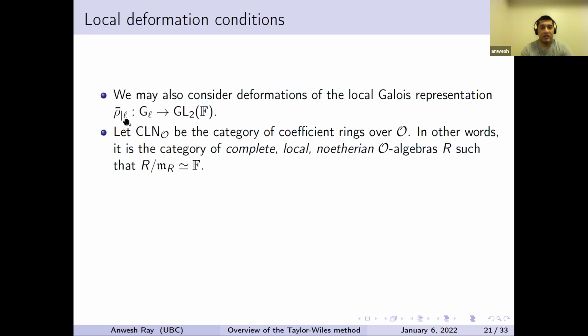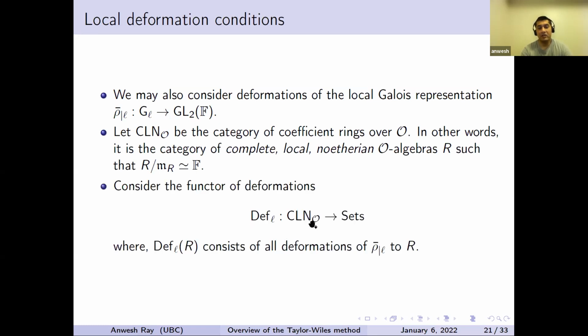When we look at Rhobar sub L, a local Galois representation, we can consider all the deformations of Rhobar sub L. C_L(O) is the category of coefficient rings, and we get a functor from C_L(O) to sets. This functor takes a coefficient ring R to the set of deformations of the local representation to R. So it's functorial.